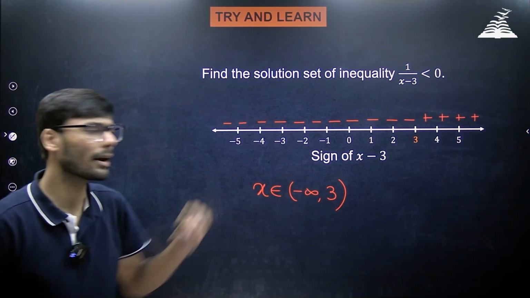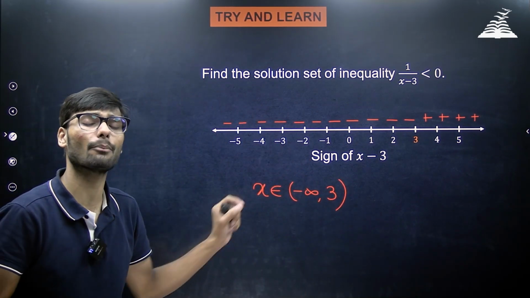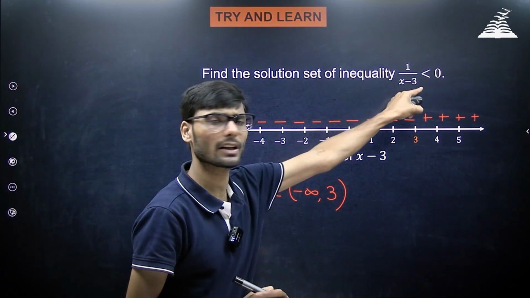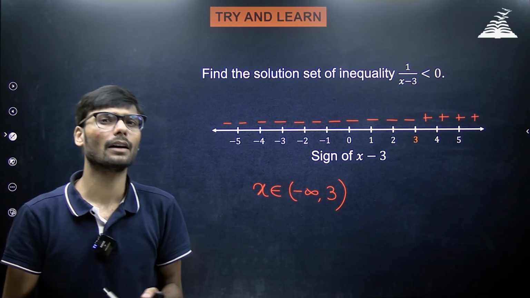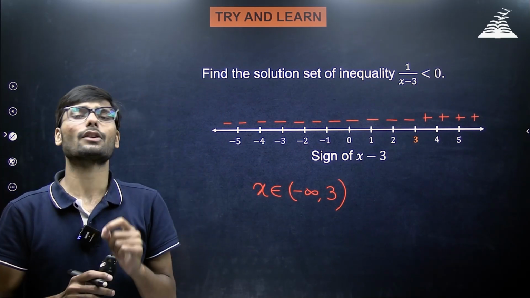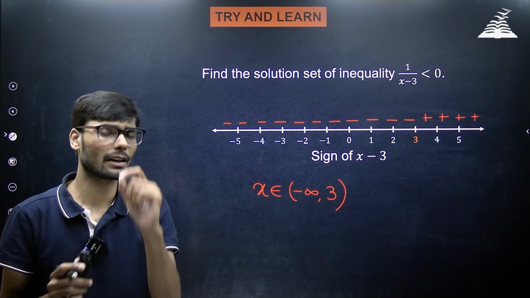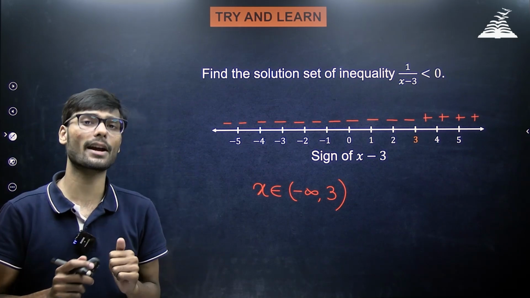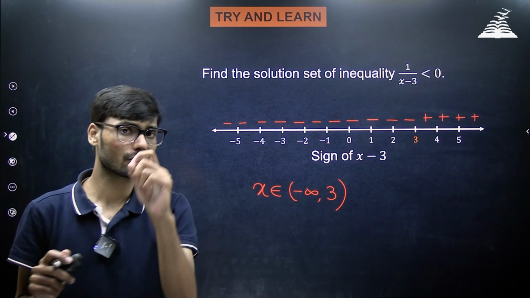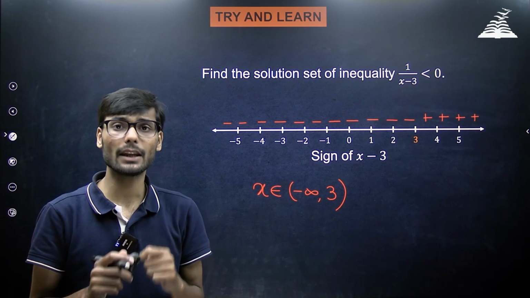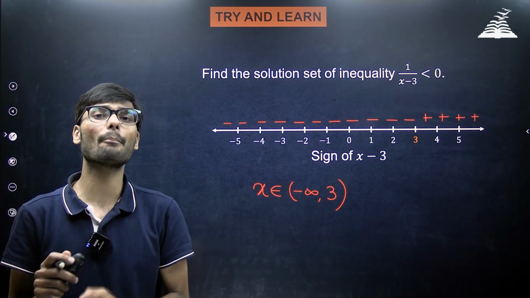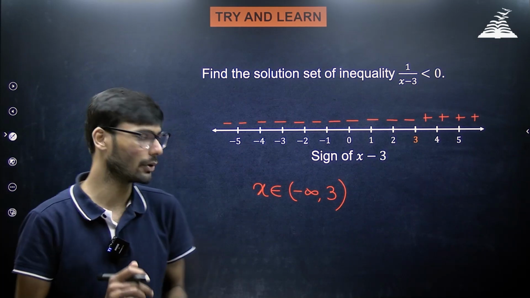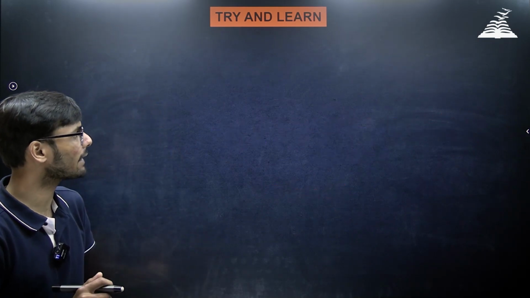Okay, now one point that you must notice here is that I'm putting open bracket at 3, not closed. Why? Because we are dealing with strict inequality. Apart from that, x minus 3 is in denominator, right? The denominator of a fraction can never be 0. The denominator of a rational number can never be 0. So keep this thing in mind while solving any question. You must not take a number which is making the denominator 0. Avoid those numbers, right?